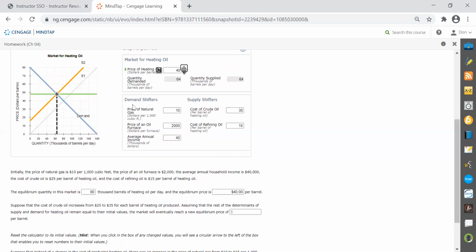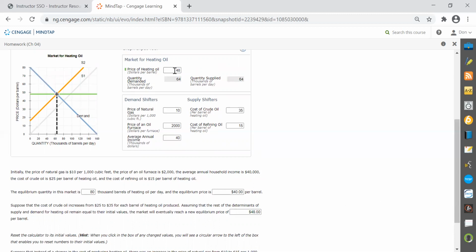new price. Boom. Okay. So what I did was I just kept increasing the price of heating oil to where I was right at the point where the new supply and old demand curve intersect. And if you notice here, I had to move my dollars per barrel all the way up to 48. So the new equilibrium price is going to be $48.